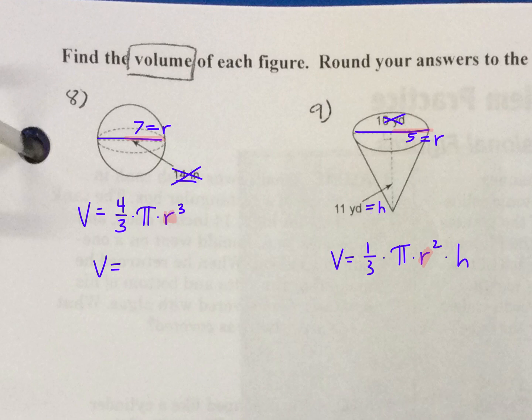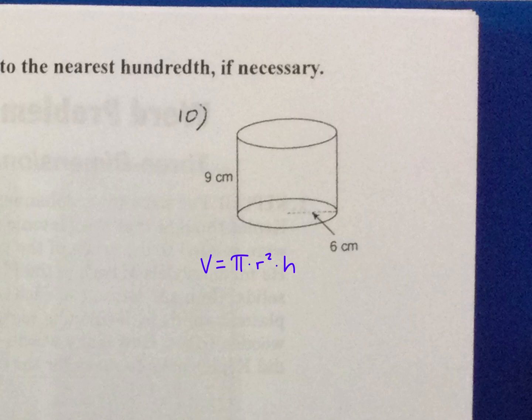Let's look at number 10. On the cylinder, good news, this is your r. It's already been figured out. I can see that the 9 is my height. So just plug that information in to get an answer. I'm going to skip number 11, and go to number 12.